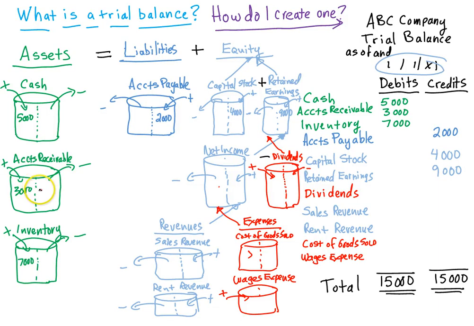Let's start off by saying that one of the customers who owed us paid $1,000. If they paid us $1,000, we would receive cash of $1,000, so cash going up, and our receivables from that customer would go down. Assets remain the same because they went up by $1,000 and went down by $1,000.